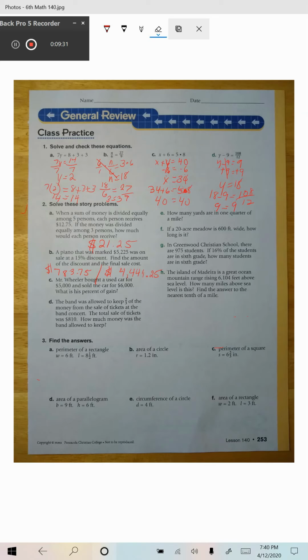All right, C. Mr. Wheeler bought a used car for $5,000 and he sold the car for $6,000. What is his percent of gain? Well, first of all, what is his gain? In dollars, if he bought it for $5,000 and he got $6,000, right? He earned $1,000 on it. That's a pretty good profit, right? Let's find out his percent.